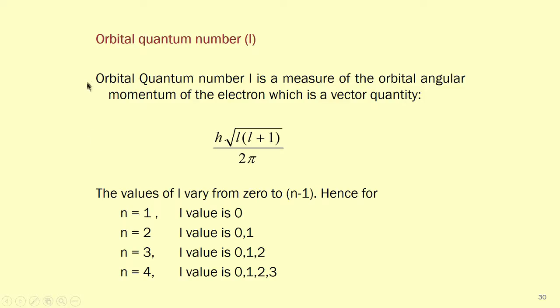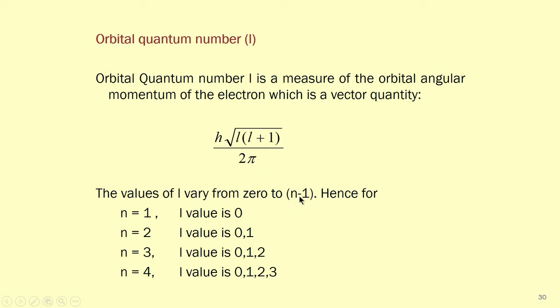So, because it is moving around the nucleus, the electron will have orbital angular momentum. That is defined by this vector quantity, h, Planck's constant, multiplied by the square root of L into L plus 1, divided by 2 pi. The value of L varies from 0 to n minus 1.